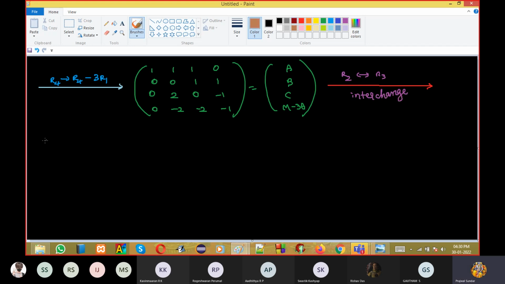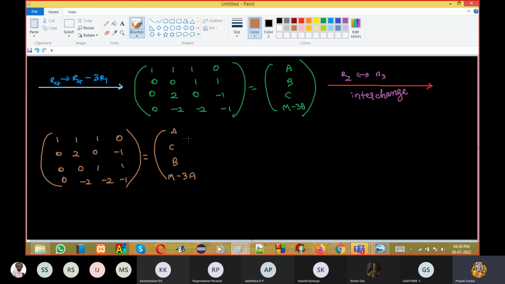And what will I get? I will get 1 1 1 0, 0 2 0 minus 1, 0 0 1 1, 0 minus 2 minus 2 minus 1. This will be equal to A, C, B, M minus 3A.